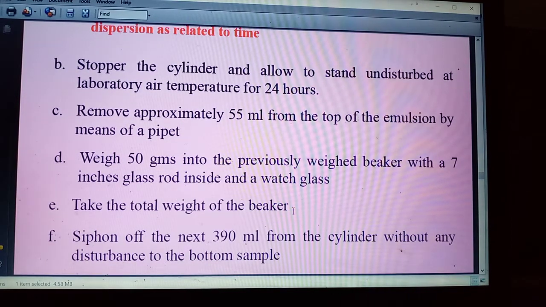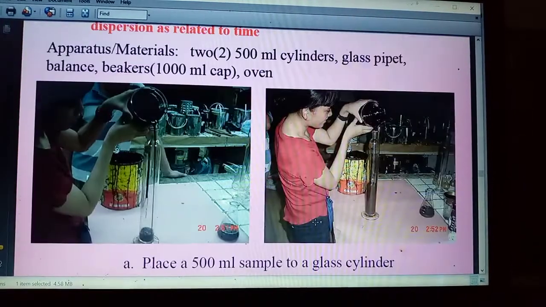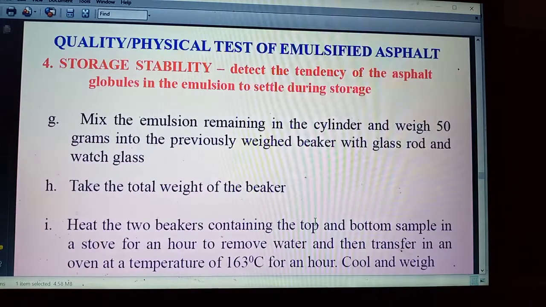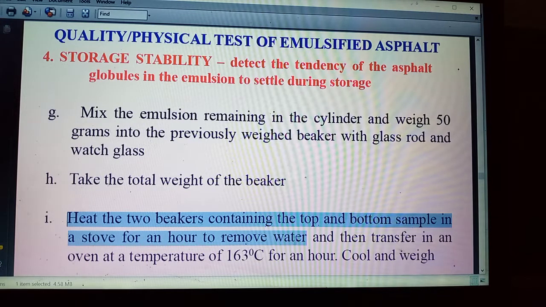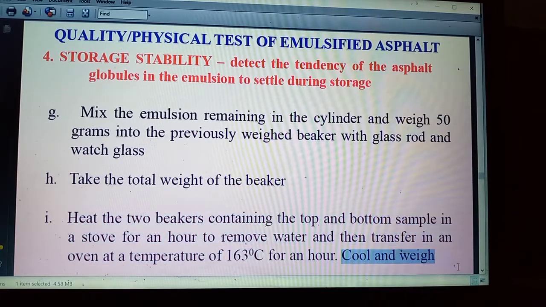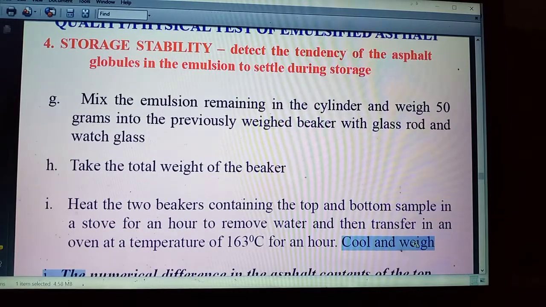Then, siphon off the next 390 ml from the cylinder without any disturbance to the bottom sample. So, okay, kayo na lang magbasa niya. Hindi na nalagyan ng pictures. So, then, ito yon, mix the emulsion remaining in the cylinder and weigh 50 grams into previously weighed beaker. Okay? Then, take total weight of the beaker. Then again, heat the two beakers containing the top and bottom samples in an oven. So, initin mo siya sa oven for 160 degrees. Cool and weigh. And then, yung weight niya dapat i-record mo din.